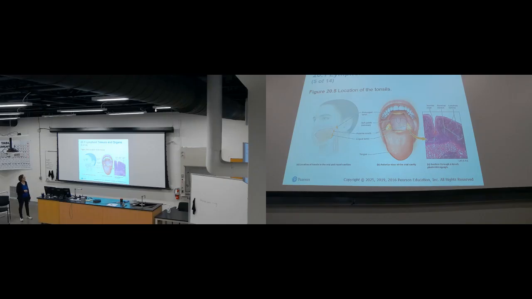And then if you have a gap in the surface like this, it is called the tonsillar crypt. This crypt is where the pathogens can get trapped, or pieces of food. And these pieces of food can sometimes get calcified with time.